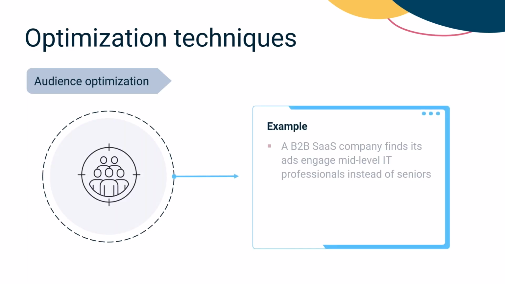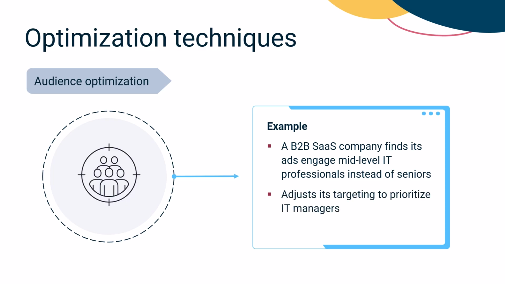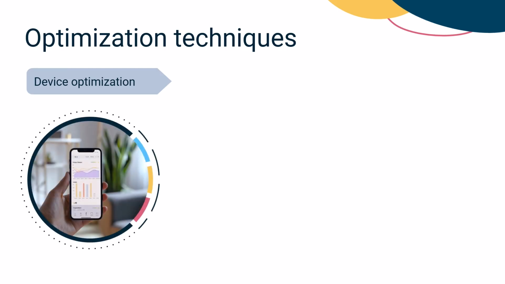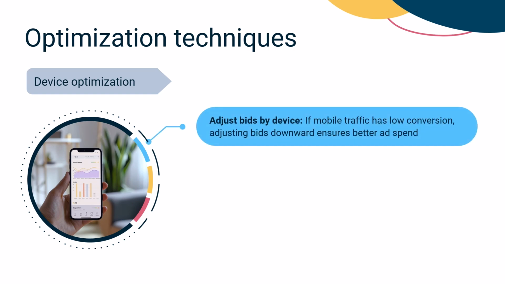For example, a B2B SaaS company finds that mid-level IT professionals engage more with its ads than senior executives. Therefore, it adjusts its targeting to prioritize IT managers and increase conversion rates. Ads perform differently on desktops, tablets, and mobile devices. Optimizing campaigns based on device type can improve results. You can adjust bids by device. If mobile traffic has a lower conversion rate, adjusting bids downwards ensures better ad spend allocation.